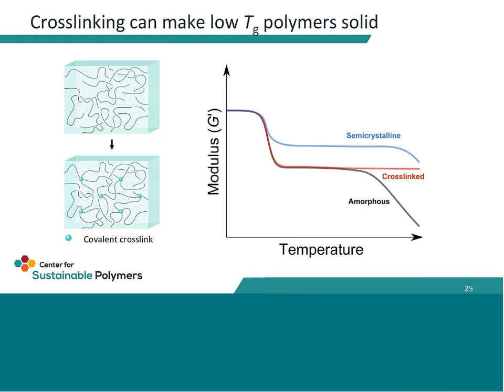So in this cross-linked material, it behaves solid-like, and you can also obtain this with semicrystallinity. You can have this solid-like behavior where the modulus plateaus at a slightly lower modulus than the glassy regime. And then once you hit the melting temperature, it might begin to show liquid-like properties again.